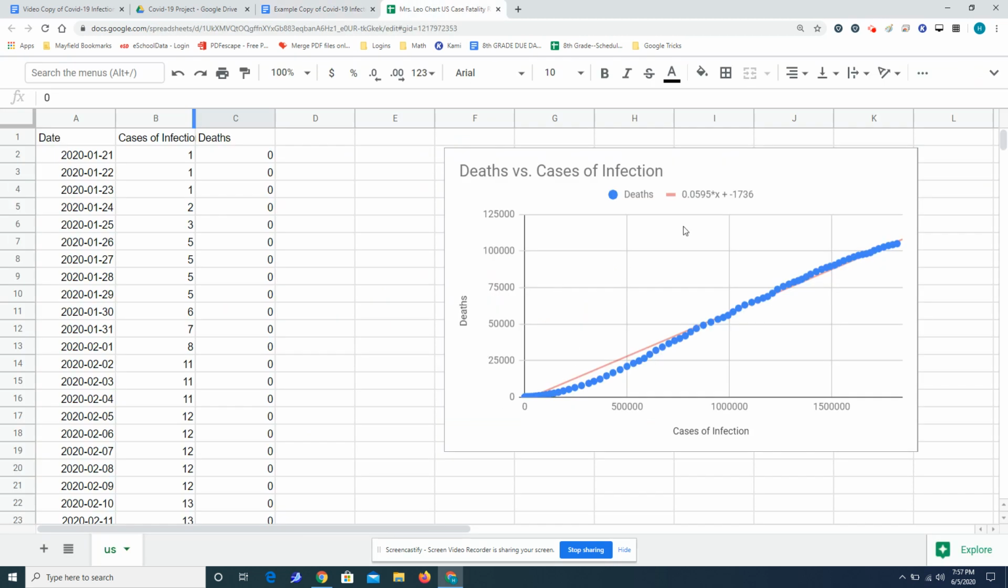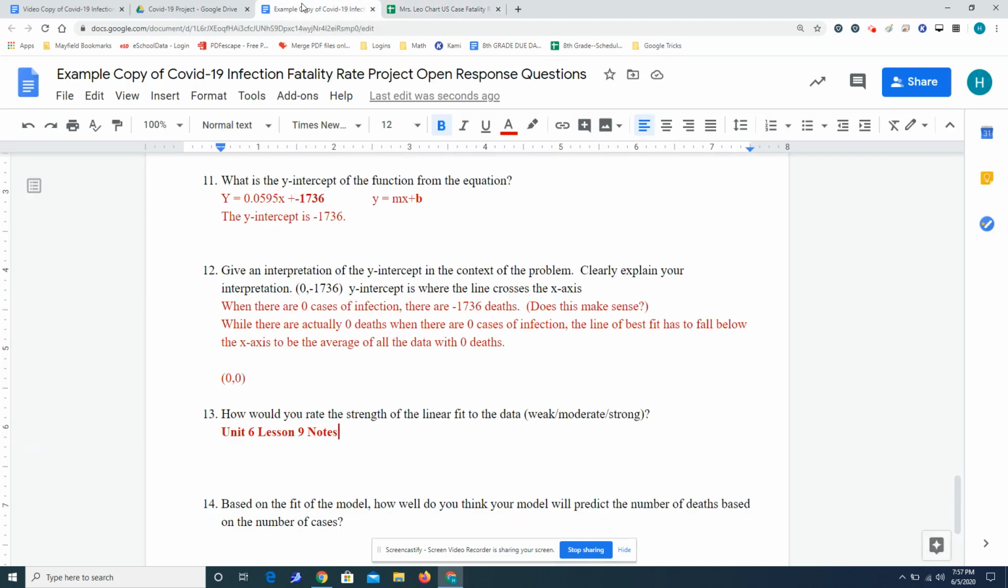I have to look at my chart. If I look at my line, my points are really, really close to my line. Okay, so my line is really strong. It's a strong line. If your points are around the line, but not very close, they could be moderate. They could be weak if they're really far from the line. So you have to look at your data and decide. Like I said, for mine, how would I rate?